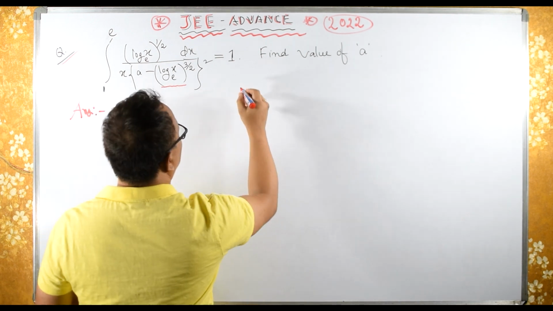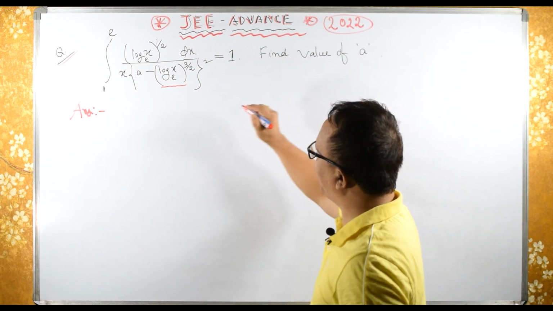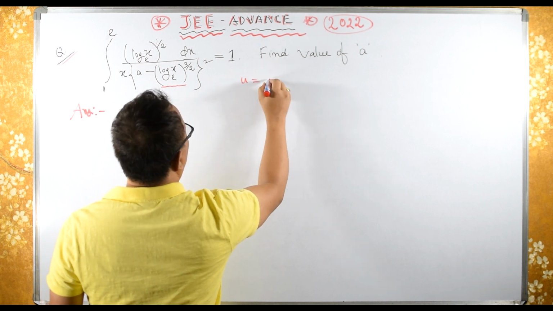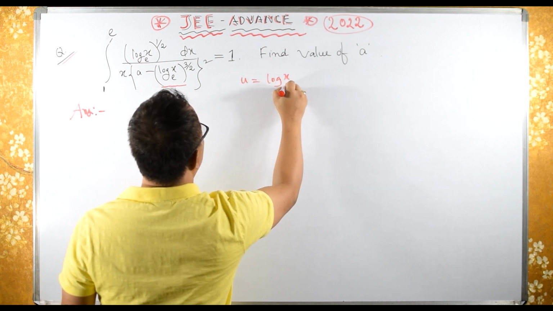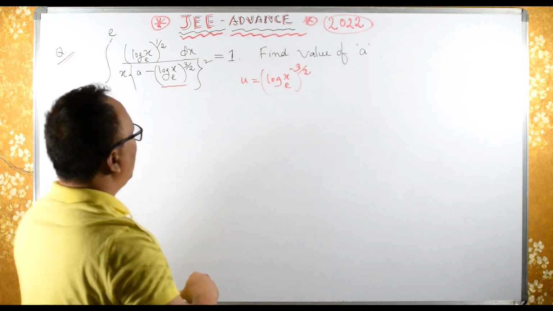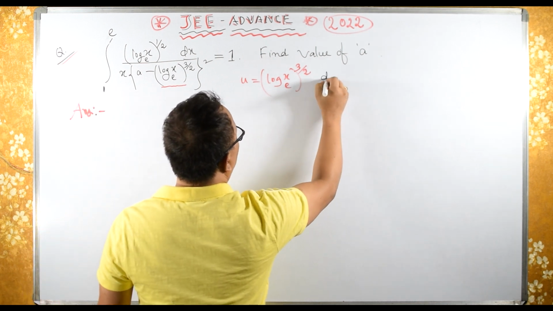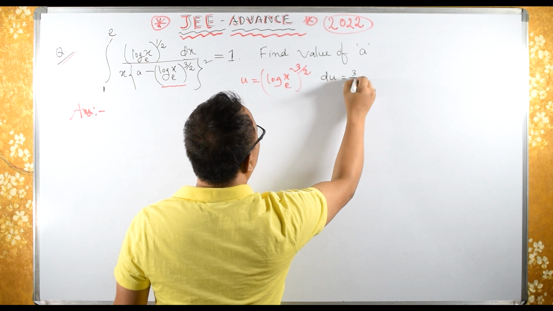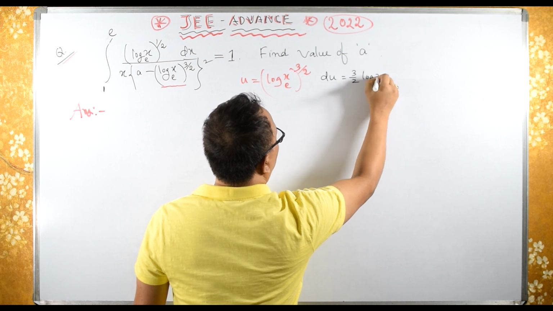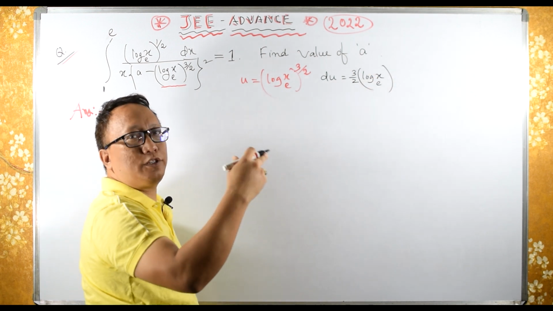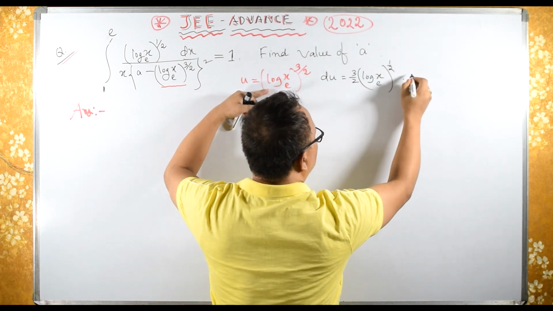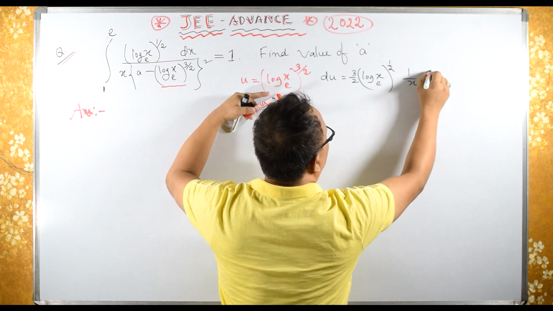Now let's substitute. Now we need to find the value of a. Here we have the constant a. So let's substitute u equals (log of x to the base e) raised to 3 by 2. Now let's differentiate this. du equals 3 by 2, since x raised to n differentiates to n into x raised to n minus 1, (log of x to the base e) raised to 3 by 2 minus 1, which is half, into the derivative of log x to the base e, which is 1 by x, into dx.